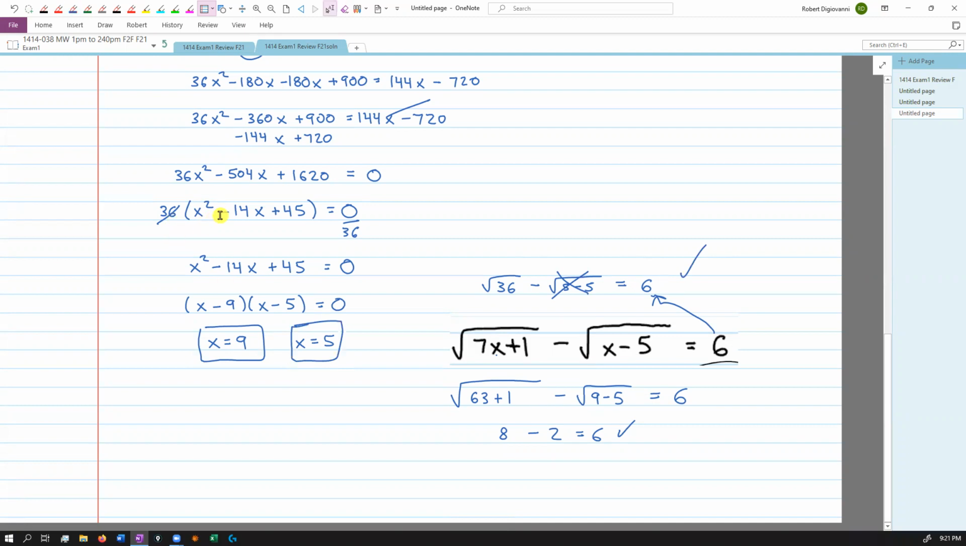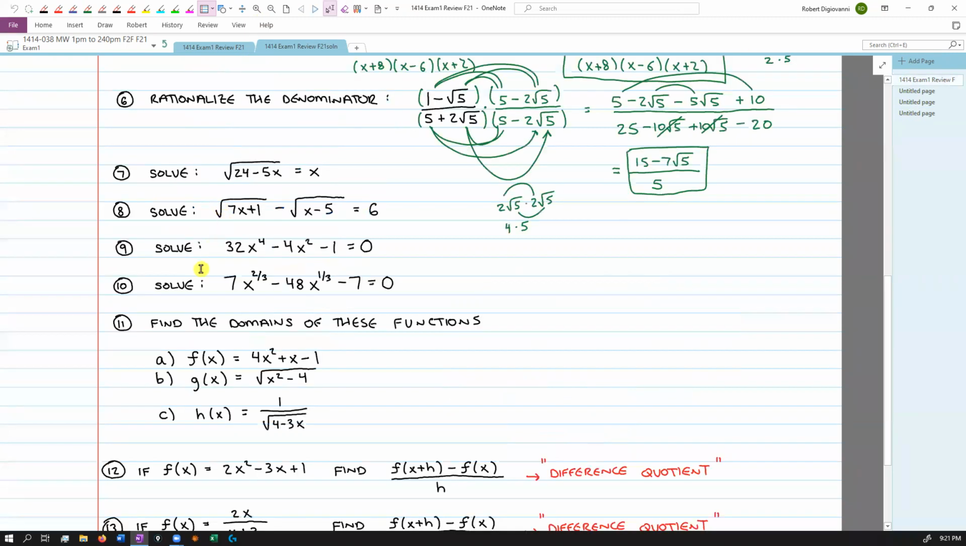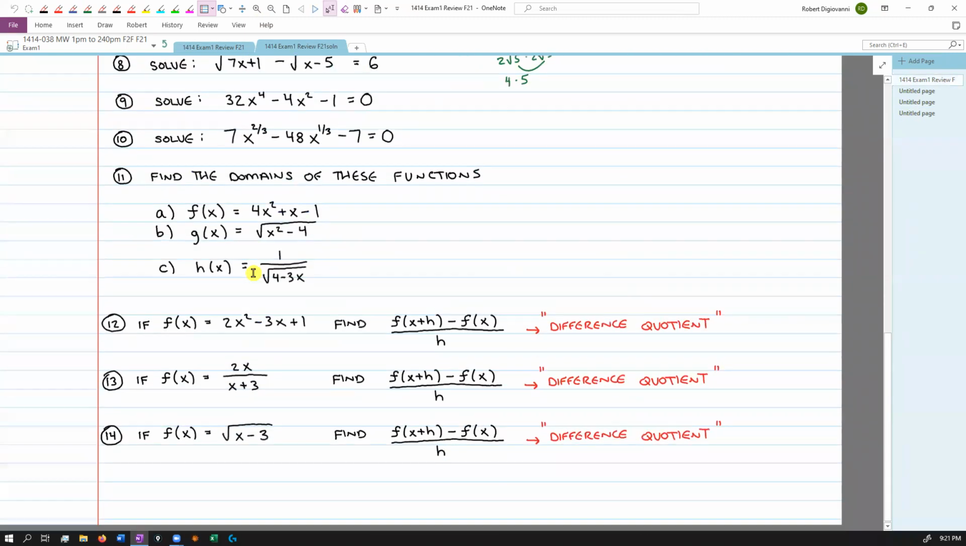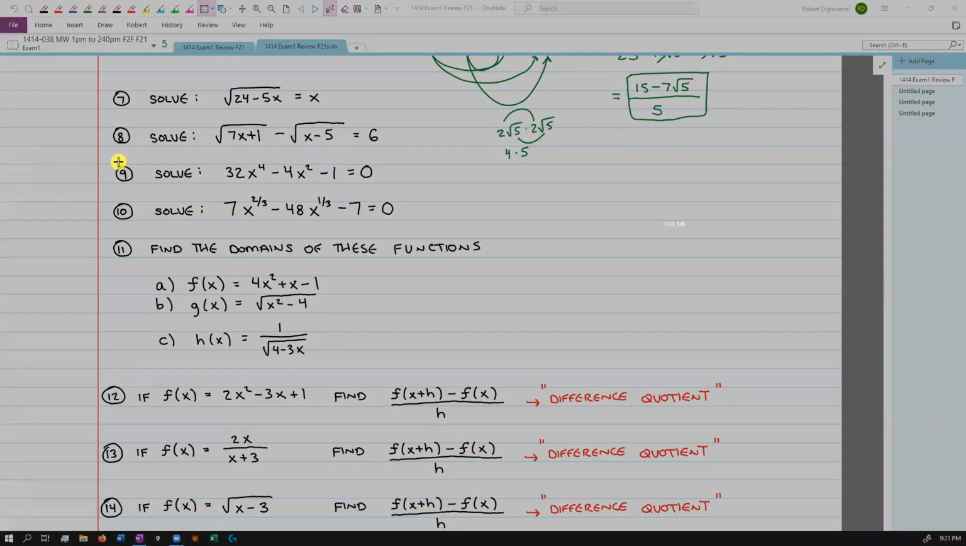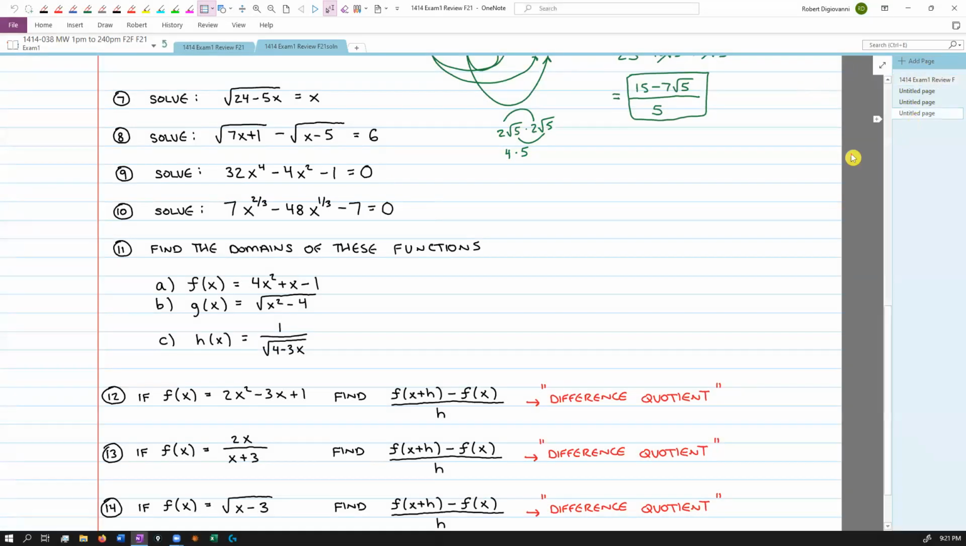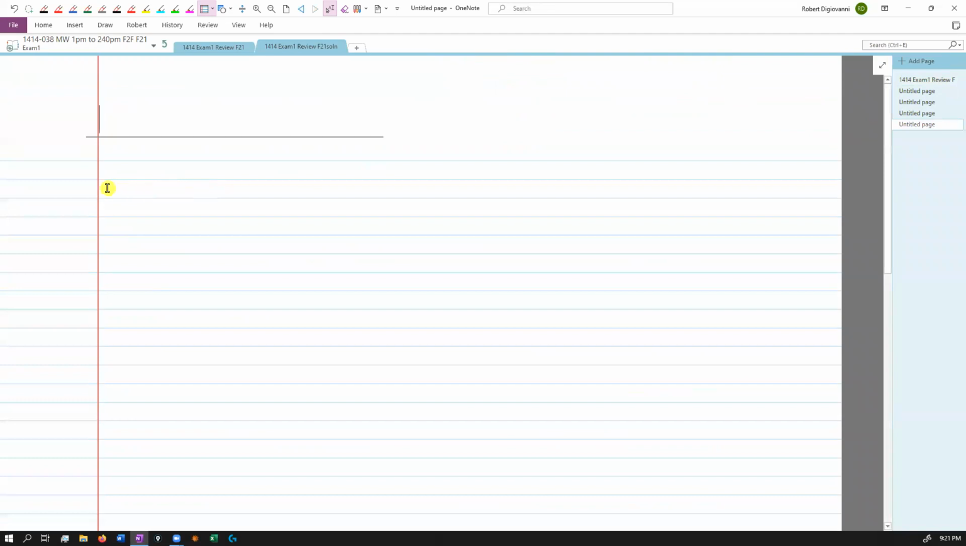All right. Next one. A lot of work here. Okay, so this, let's see, new page.